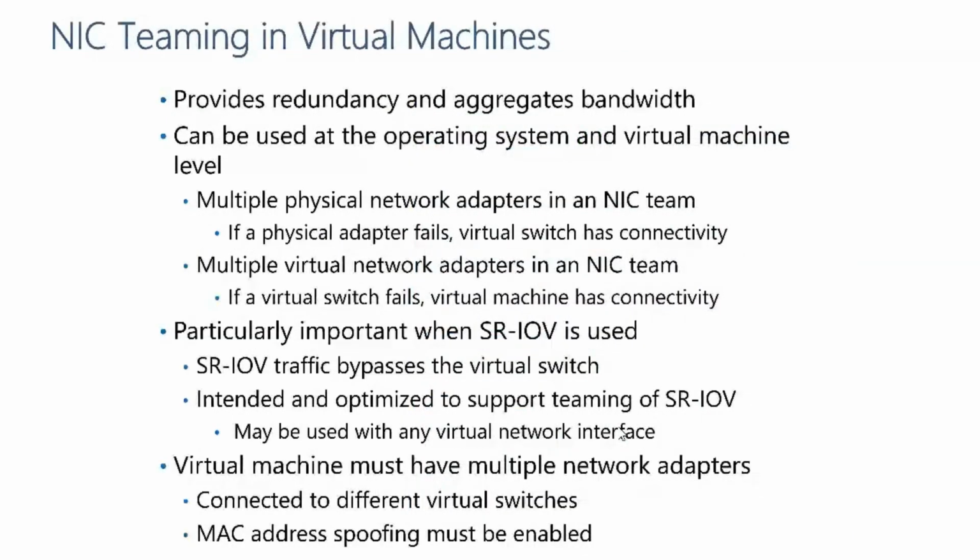So NIC teaming provides redundancy and aggregates bandwidth. Same thing. Redundancy is the ability to fail over. So if one fails, the other one works. Aggregates means combines. So if you've got two NICs, gigabit each, you NIC team them, you've got a 2 gigabit connection. It can be used at the operating system level, the virtual machine level.